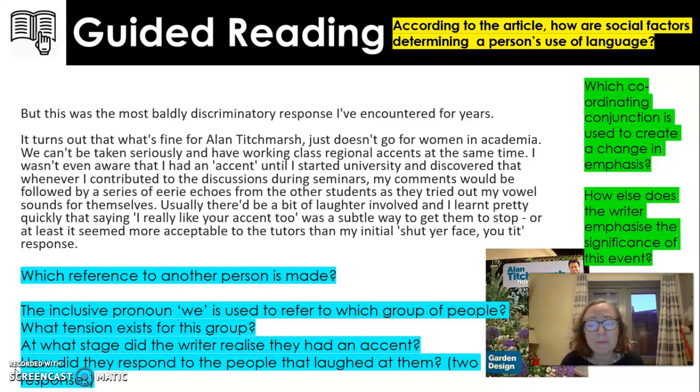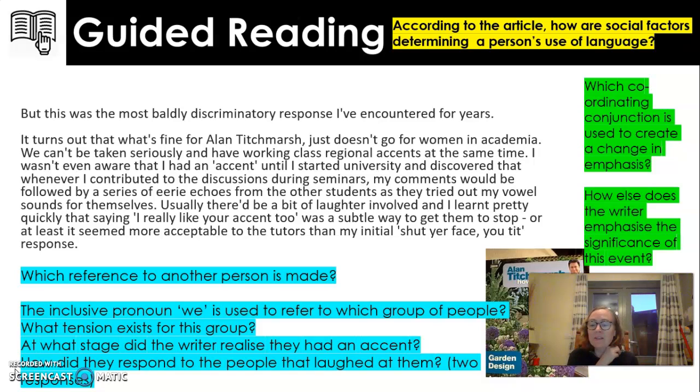So again, you're going to pause in a minute. The first thing is a language labeling activity. Which coordinating conjunction is used to create a change in emphasis in this first sentence? And how else does the writer emphasize the significance of this event through that sentence structure? So just going to label that single sentence paragraph. Okay, then it says which reference to another person is made. The inclusive pronoun "we" is used in this section to refer to which group of people. So who do you think counts as a part of that "we" group?